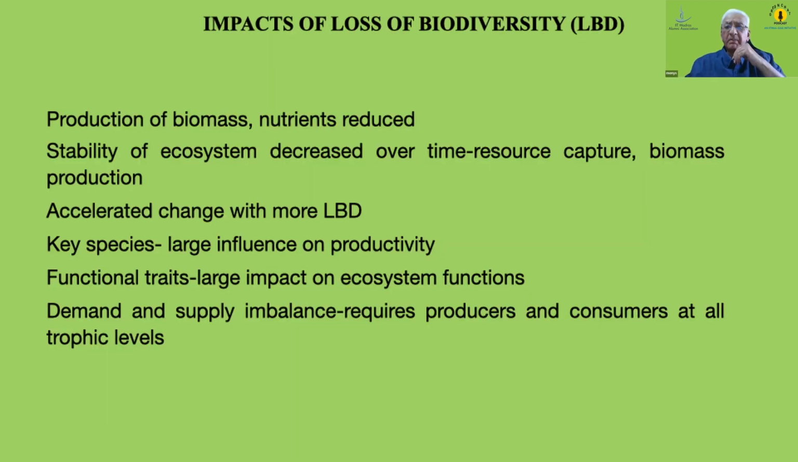Is it not, Prasanna? Biodiversity has a number of impacts. The first one is the production of biomass. Biomass is the quantity of all the organic matter, including the organisms. So if you lose biodiversity, the production of biomass and nutrients is reduced. The second thing is stability, meaning temporal stability over a period of time. Over a period of time, the quantity of resource capture for the living organisms should be more or less the same. It should not have large-scale fluctuations like a share market. So the stability of the ecosystem is affected with the loss of biodiversity.